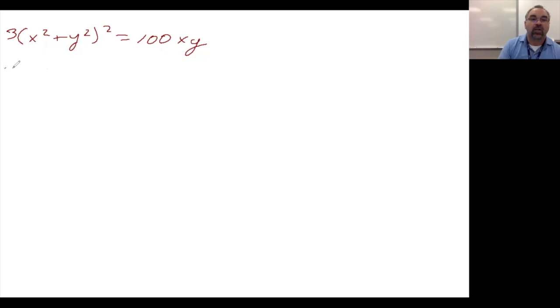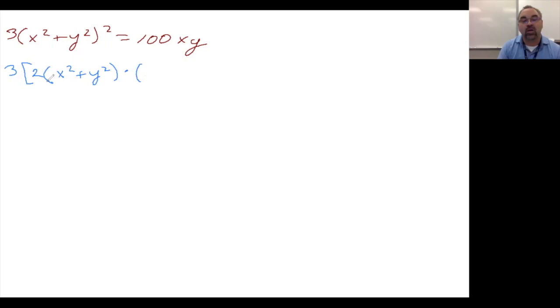Now, to start off with, I have this constant 3 here. I'm just going to keep that out of the way and start by deriving this function inside here. Now, we do have a chain rule here. We bring down the 2, and then we have x squared plus y squared to the first power. Then you're going to multiply by the derivative of the inside function. And this is where the implicit derivative kicks in.